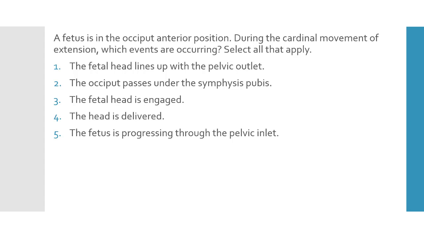symphysis pubis. Number 3, the fetal head is engaged. This answer is not correct. Engagement occurs earlier than extension. Number 4, the head is delivered. This answer is correct. During extension, the fetal head lines up with the pelvic outlet, passes under the symphysis pubis, and is delivered. Number 5, the fetus is progressing through the pelvic inlet. This answer is not correct. The fetus passes through the pelvic inlet during the descent. Numbers 1, 2, and 4 are the answers to this question.